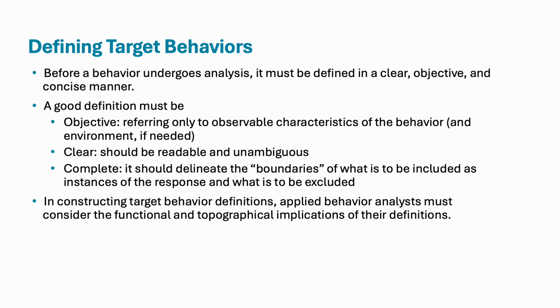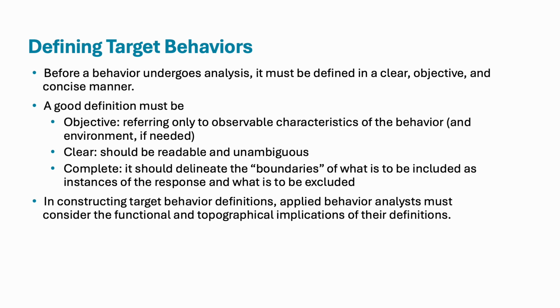And so when we define our behaviors, there are 3 characteristics that our definitions should have. Our definitions should be objective, written in an objective manner, meaning that we only use observable terms or describe the behavior based off of the observable characteristics of that behavior. And also we can include information about the environment if it's necessary. So first, it has to be objective. Next, our definition should be clear, which means that our definitions should be free from ambiguity and subjectivity, and that it should be something that multiple observers can read and understand.